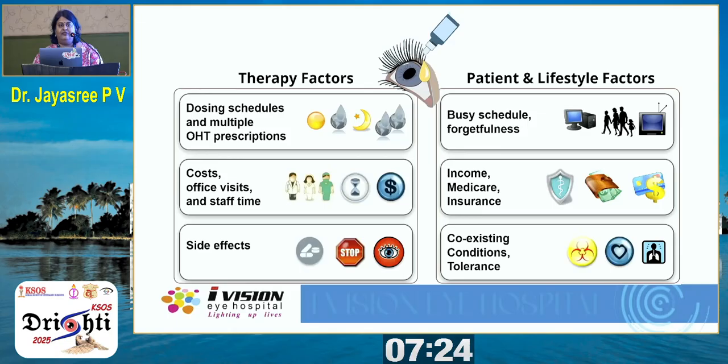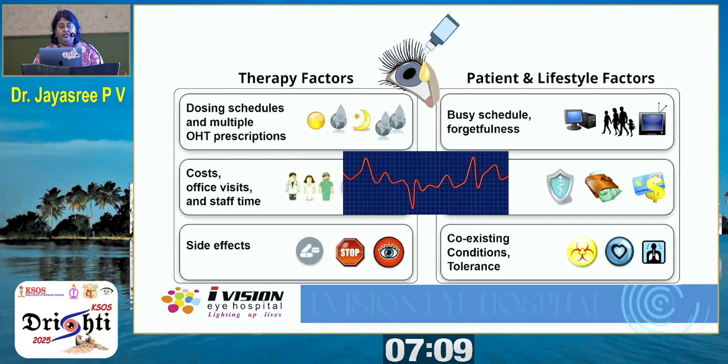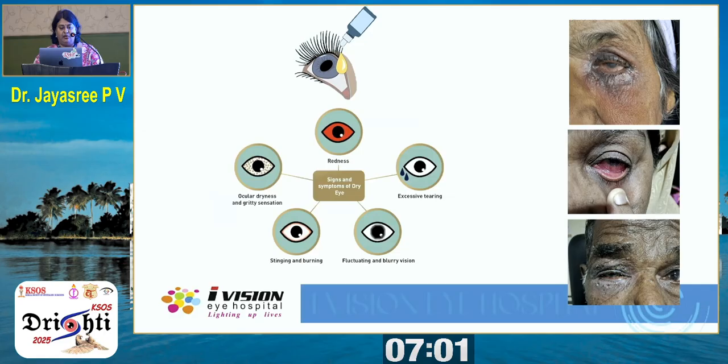We know that when we use medications, there are multiple factors that affect the compliance of the patient. The dosing schedules, cost, side effects, all have to be considered. Also patient forgetfulness, cost, and other diseases come into play. Along with that, ocular IOP fluctuations have to be remembered, because that is what leads to progression of the disease for the same IOP.